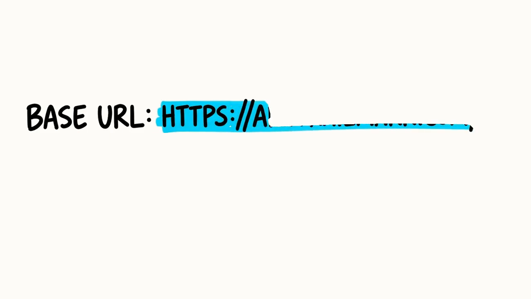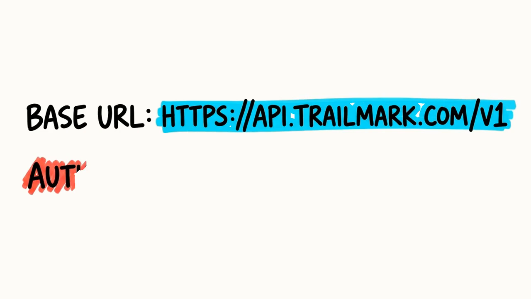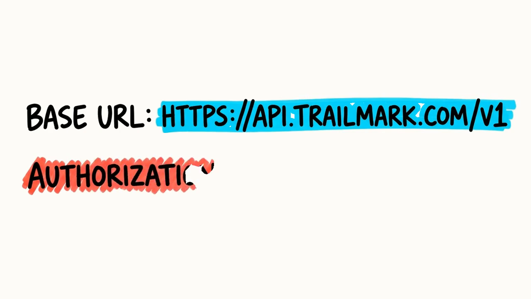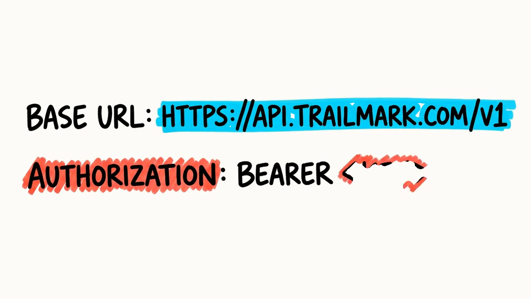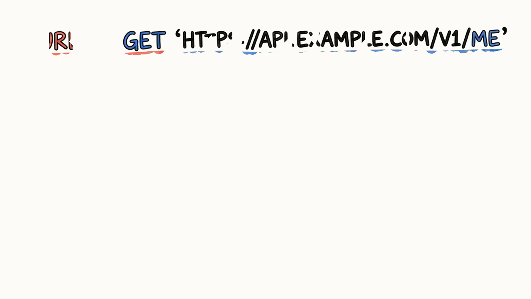All Trailmark API calls use the base URL https://api.trailmark.com/v1. Authentication is via a bearer token in the authorization header. The format matters. It is Authorization: Bearer, one space, then the key. The fastest sanity check is the workspace's me endpoint.